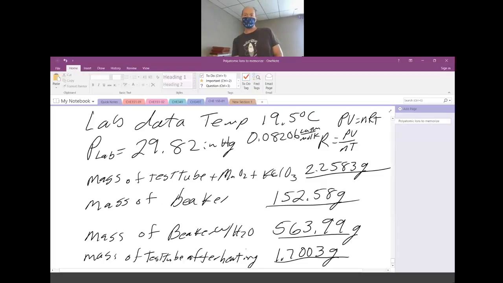All right, so T is very simple. We add 273.15 to our temperature in Celsius, and we get 292.65. All right, so we add 2 decimals, subtract or add 1 decimal, we get 1 decimal for our answer. And so we have our temperature. It is 292.7 Kelvin.